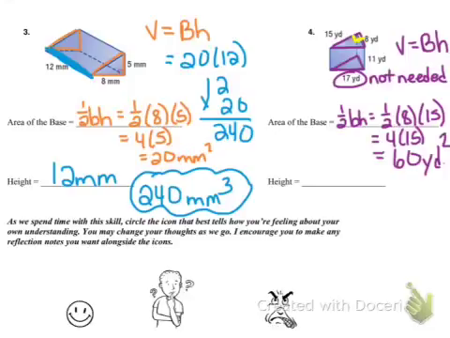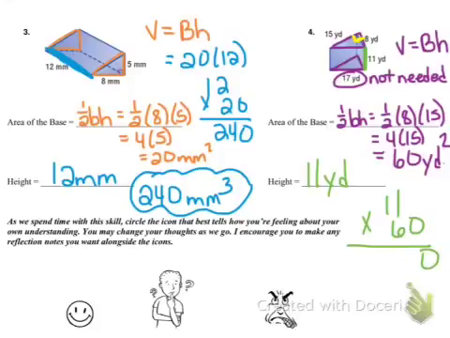Your height is the distance from base to base. So that's going to be this distance right here. That's your height. And that is 11 yards. So to get your volume, we just do 11 times 60. So we get 660. So the volume of that triangular prism is 660 cubic yards.